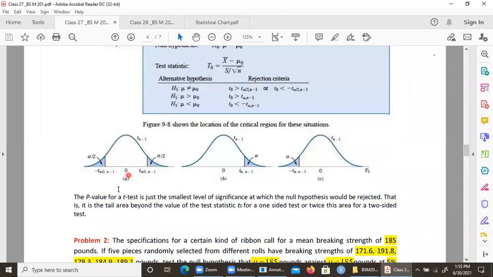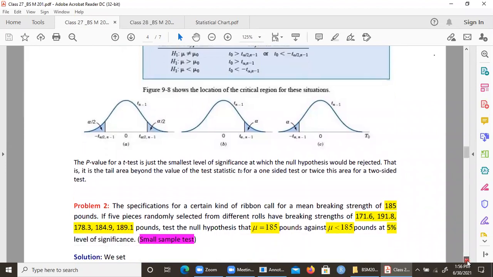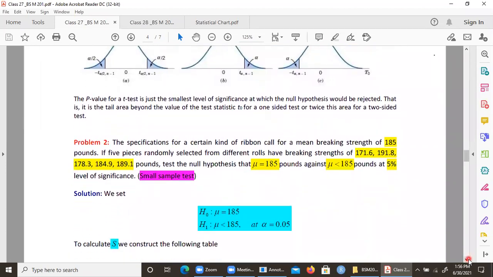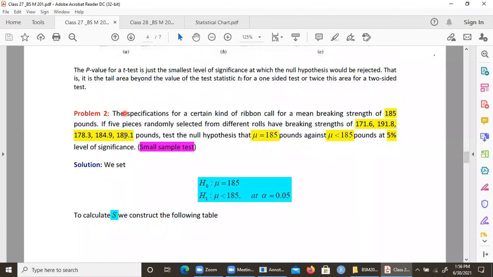To calculate the p-value for a t-test, the meaning of the p-value will always remain the same from test to test. The p-value is the smallest level of significance at which the null hypothesis would be rejected. That is, it is the tail area beyond the value of the t-statistic t-naught for a one-sided test, or twice this area for a two-sided test. I shall explain this point about the p-value on the basis of a problem that I have solved over here. Now we have a problem in front of us.